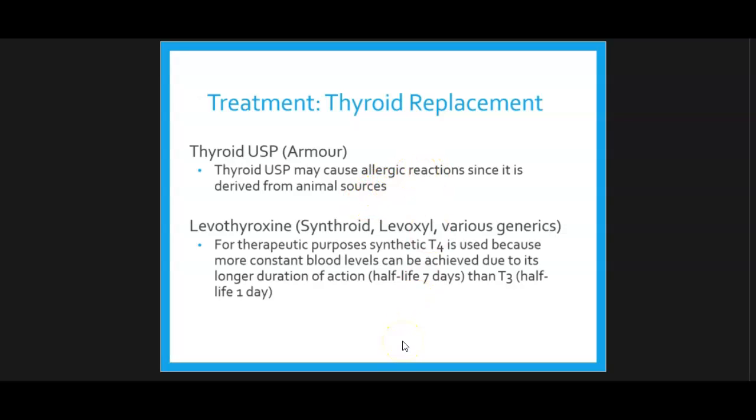So the one that you'll see a lot on patients' medical histories is Synthroid or levothyroxine. That's a very common medication that you'll see. This is for therapeutic purposes. It's synthetic T4, and it's used because it's easier to keep it at a constant blood level to achieve the turnover into T3. It has a half-life of 7 days, as opposed to T3, which only has a half-life of 1 day. So you can take the T4 and then your body can do with it what it needs.